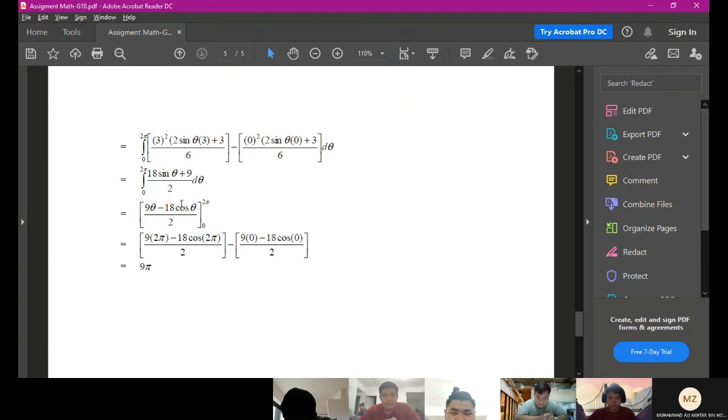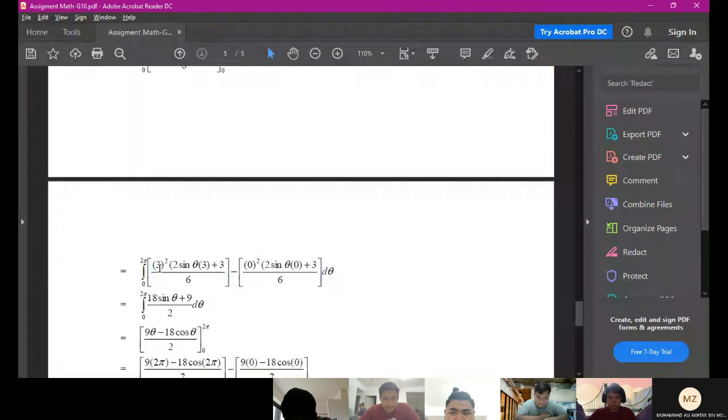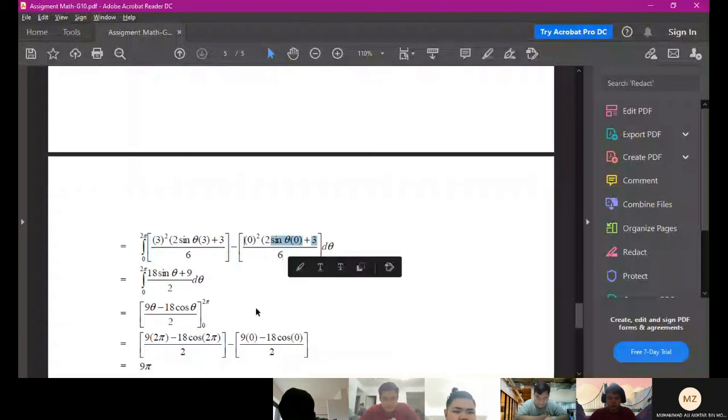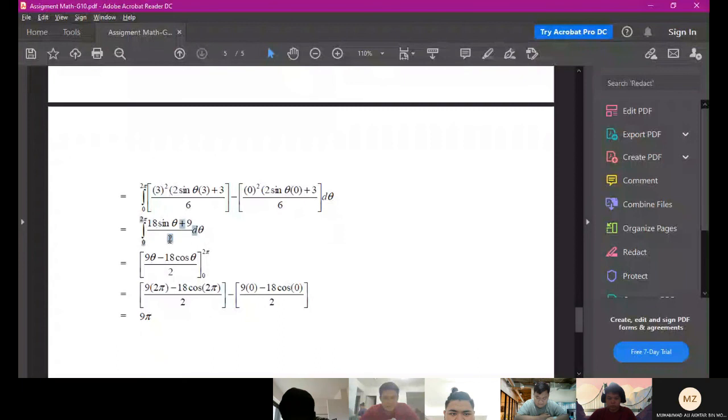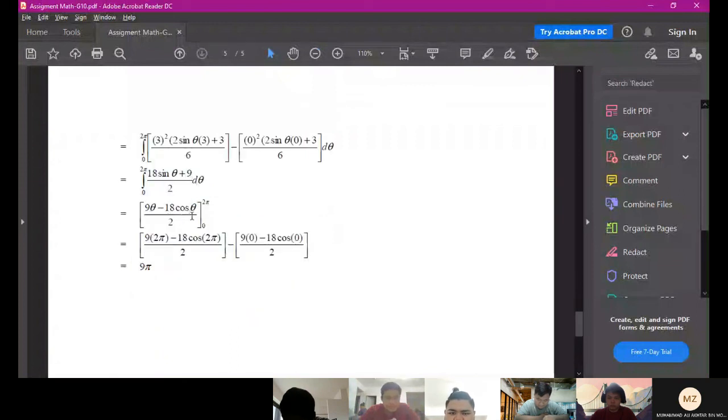Next, I'm sorry, we didn't put 3 and 0 yet. So we put the limit 3 in the equation on this side, and minus when we put the limit 0 on this side. Then we get this equation, which is the integral from 0 to 2 pi of (18 sine theta plus 9 over 2) d theta. I also already simplified the equation so it is easier to calculate.